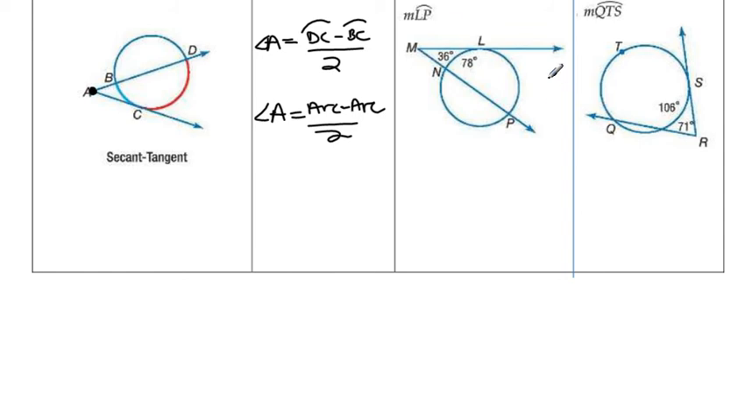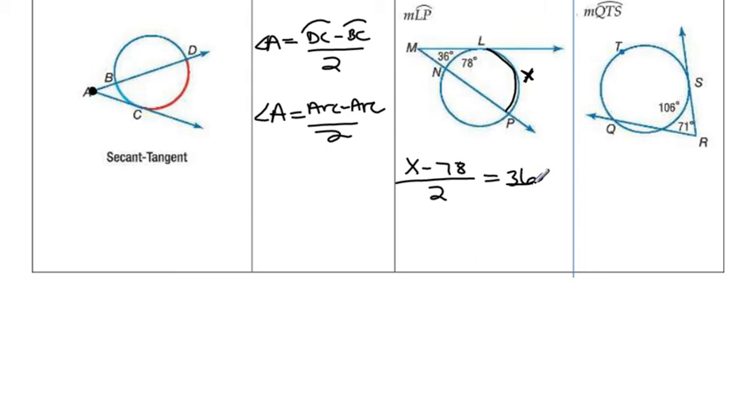So again, if we want to look for arc LP, we can call it X. Since X hasn't been used anywhere else in our picture, we would do big arc X minus little arc 78 divided by 2, and that'll equal the angle 36.